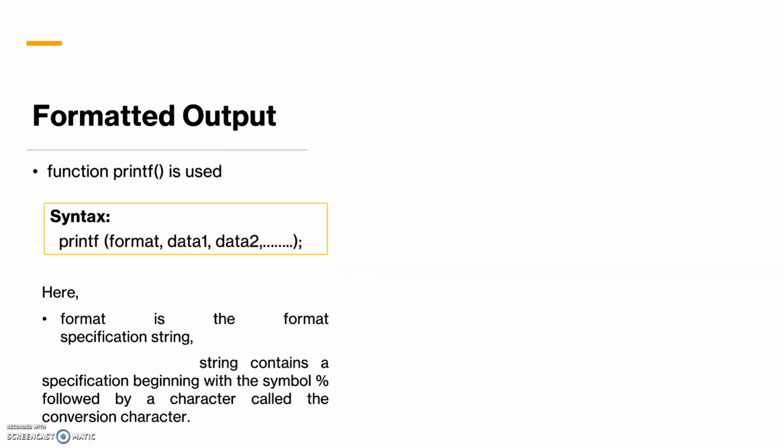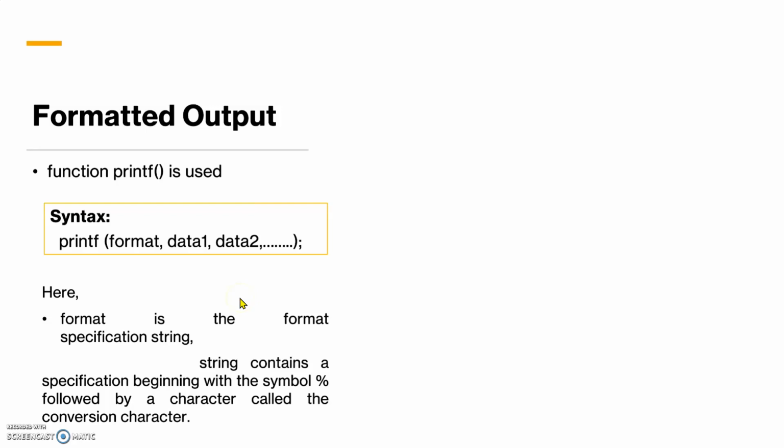So here, the string that we consider the format specification string always has to be followed by a symbol, and that symbol is in a format with the percentage symbol and a character. I will show you the list of symbols. It should always begin with the percentage symbol, and then we have one character, and that character is called a conversion character.